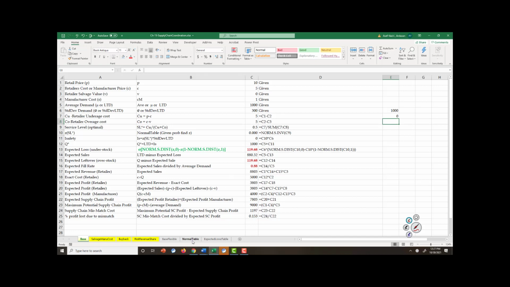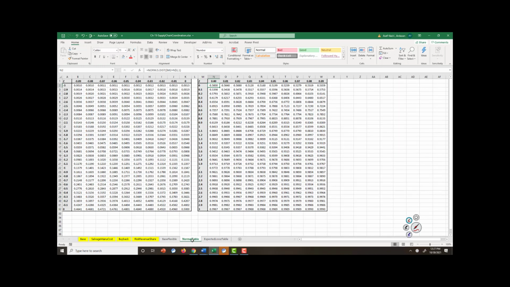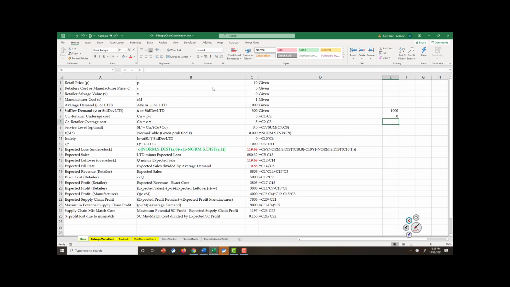We need to also know how to use the normal table. We go inside the normal table, we look for 0.5, it is here. And then for 0.5, we go horizontal 0, vertical 0. Therefore, the corresponding z value is 0. Because in this specific situation, we have the reorder point equal to the average demand, and with a safety stock of 0, maybe it is not easy to grasp things.